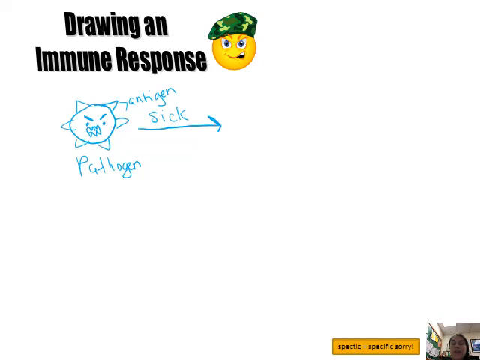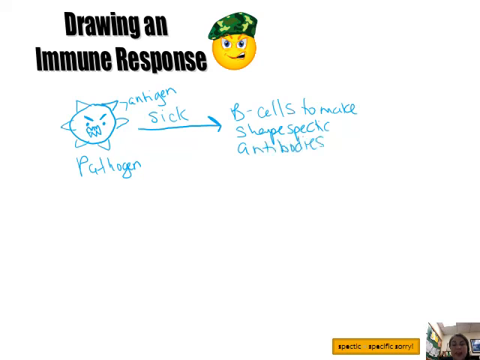So we have white blood cells that are called B cells, also known as memory cells. Their job is to make shape-specific antibodies.